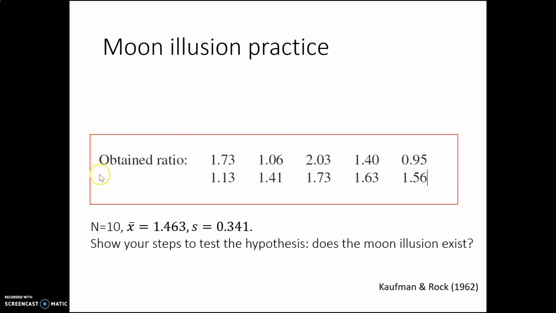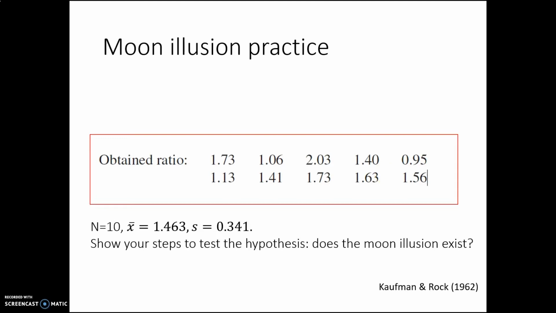So here we have these 10 people, our sample, and their ratios. These 10 values are the 10 data points we have. And I have calculated the mean for these 10 scores for you, which is 1.463. And the standard deviation for these 10 data points is 0.341.